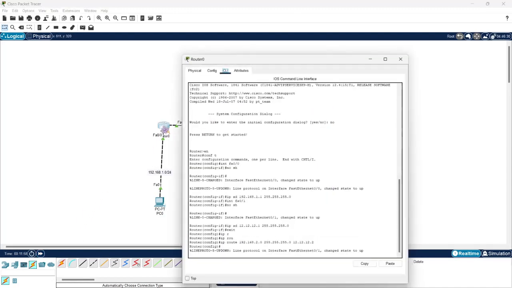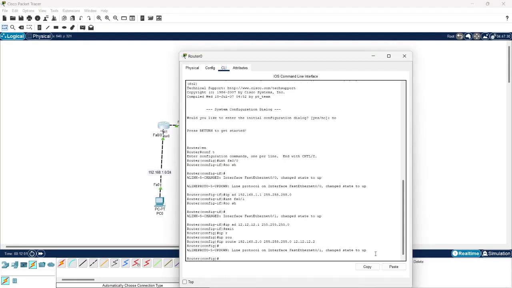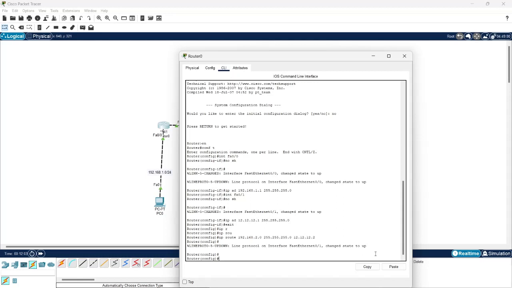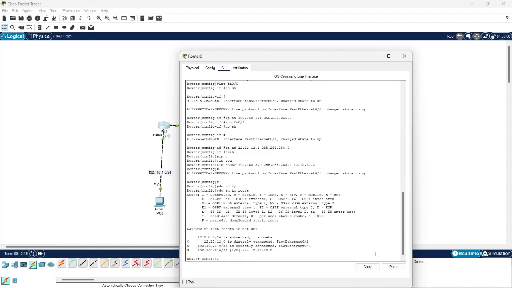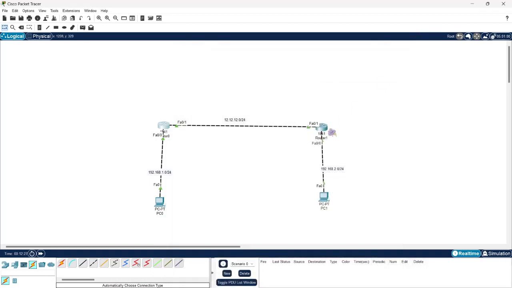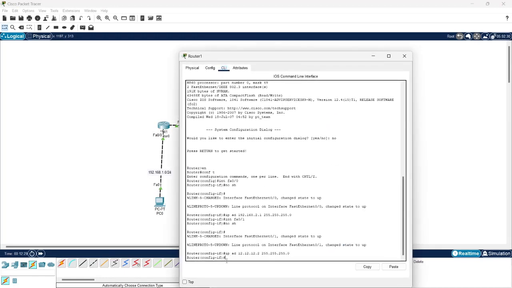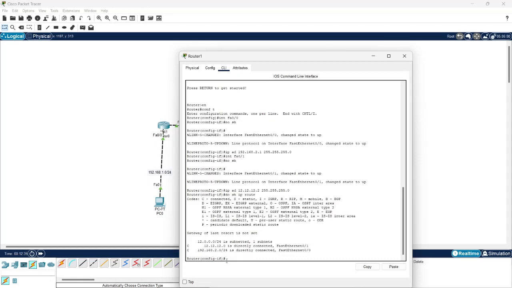So now we're gonna check the routing table. You can type do show ip route. Okay, so yeah, it's successful. And now the router 1, we're gonna check it too. Do show ip route.